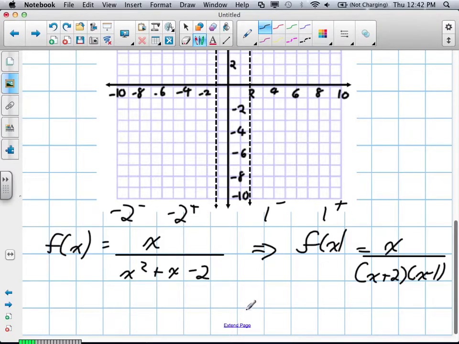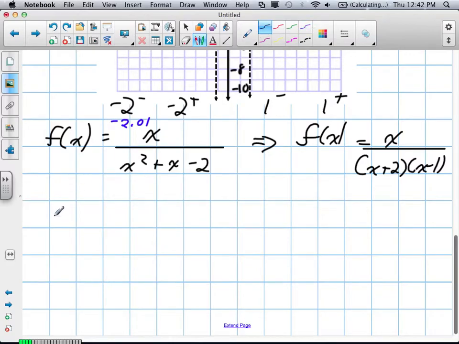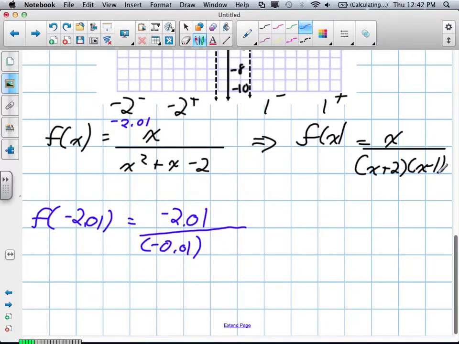So when we say approaching negative 2 from the left, we're looking for a value of something like, let's say, negative 2.01. So we're a little bit larger. We can obviously get much, much closer, but something like this should give us an idea of which way we're approaching. So if we put something like that into our function, we'll do this one in blue. Our function at x is negative 2.01. Well, that's going to give us negative 2.01 on top. And below, negative 2.01 plus 2 is going to be negative 0.01, and with our x minus 1, negative 3.01.